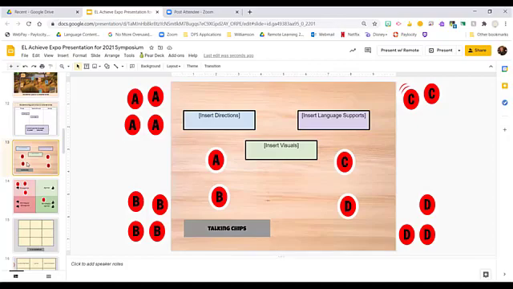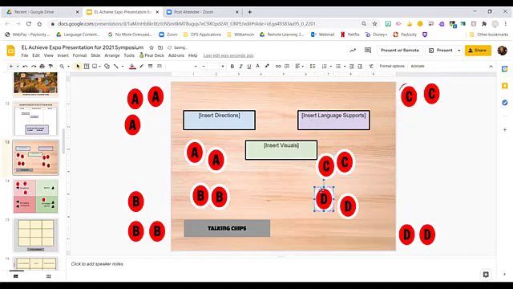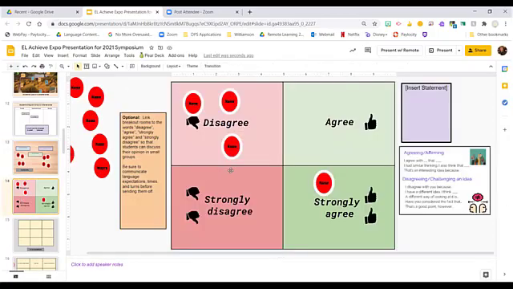Here's another example of a talking chip strategy that students and teachers could use. What I like about this one too is it's helpful with little kids. So you would just prepare the talking chip ahead of time, just like we're used to using in the classroom. And then as students respond to all of the different prompts, they would drag their talking chip onto the table, obviously with your language supports and your prompt on there.